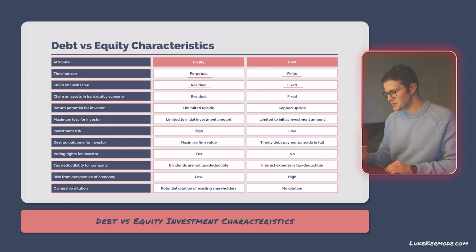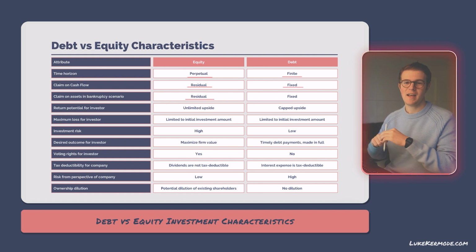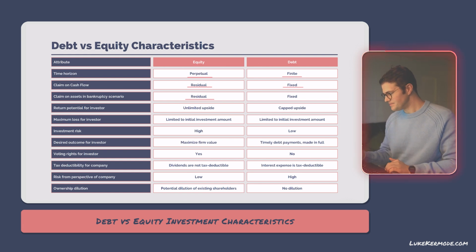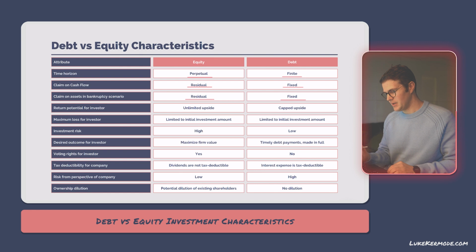Similarly, when it comes to claims on assets, in a bankruptcy scenario, equity investors have a residual claim, so they're paid last in a bankruptcy. Whatever's left, whatever assets are left once all the other creditors have been paid out is what goes to the shareholders. And debt investors have a fixed claim on assets, so they often will agree collateral as part of the debt contract. So those assets, if the firm can't meet its financial obligations, they have a fixed claim over certain assets of the company.